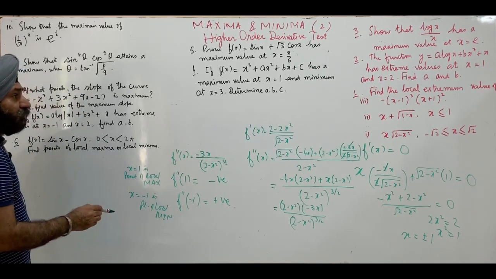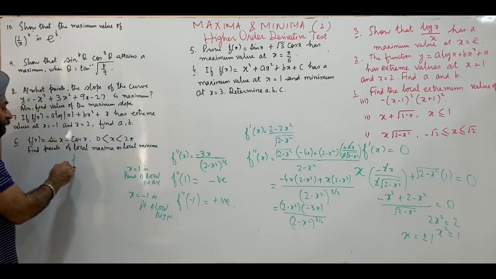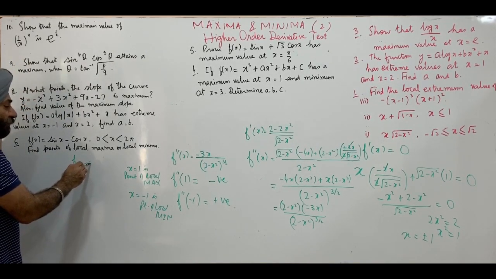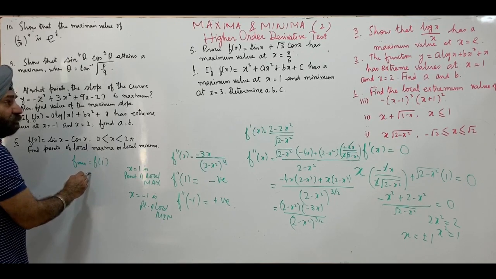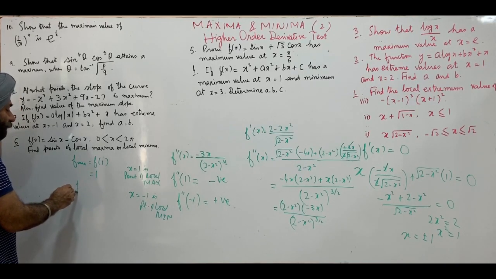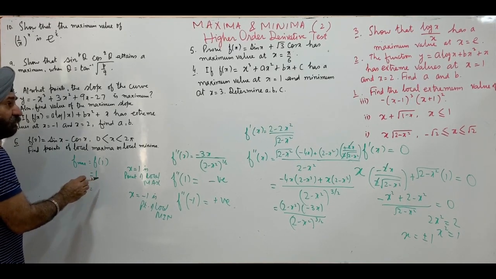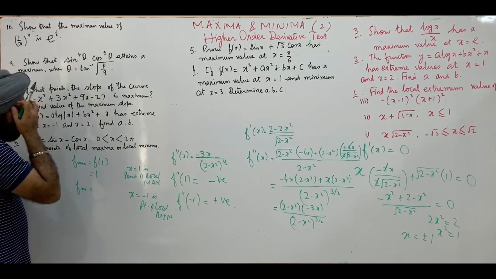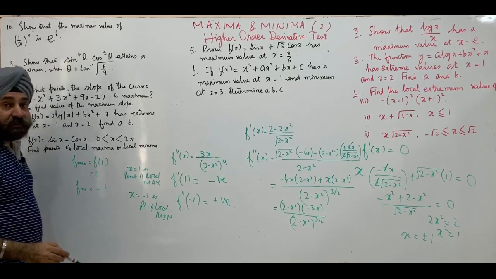And for the local maximum and minimum values, the local maximum value will be f of 1, and that is 1 into root of 2 minus 1, that will be 1. And for the local minimum value, we put x is equal to minus 1, this will be minus 1. This is the answer.